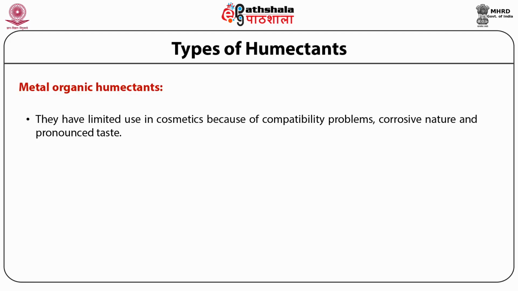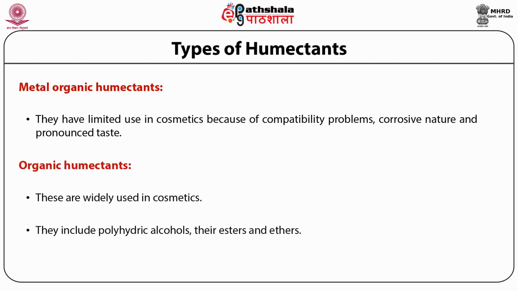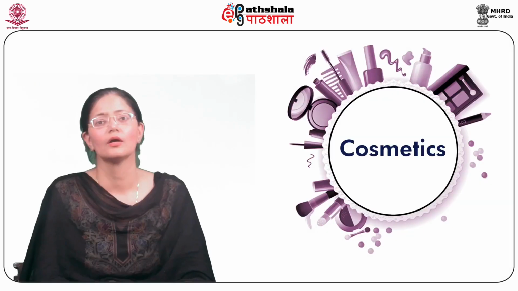The third type of humectants are the organic humectants. These are widely used in cosmetics. They include polyhydric alcohols, their esters, and ethers. The most commonly used organic humectants are glycerol, ethylene glycol, polyethylene glycol or PEG, diethylene glycol, and ethylene glycol.